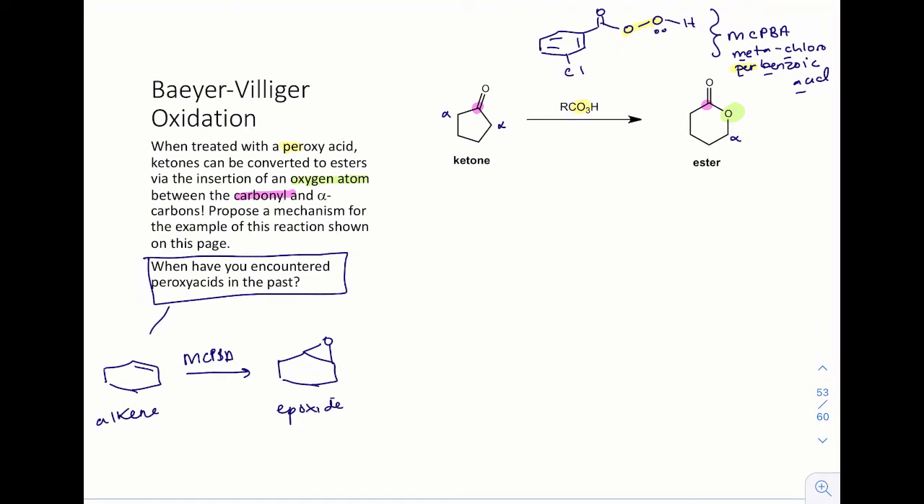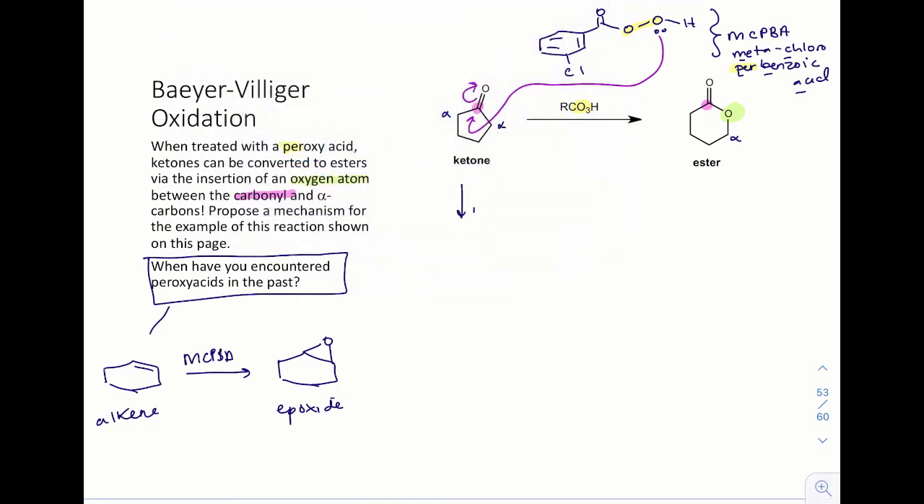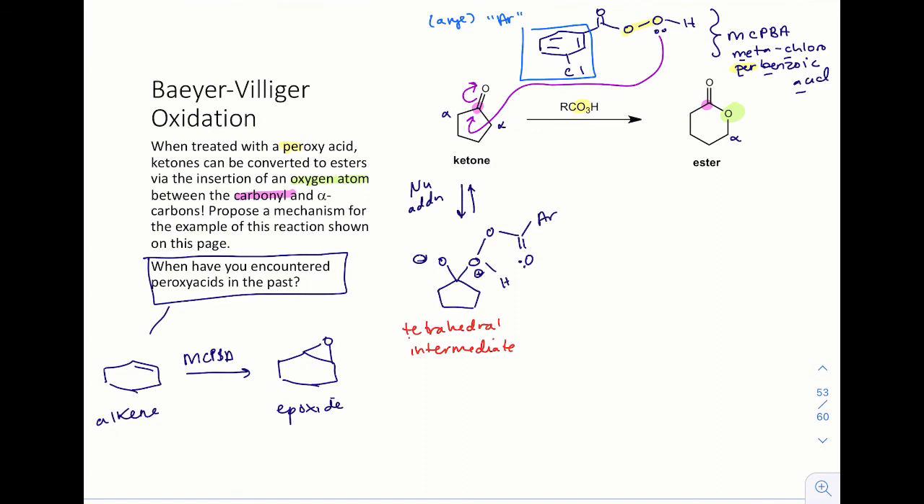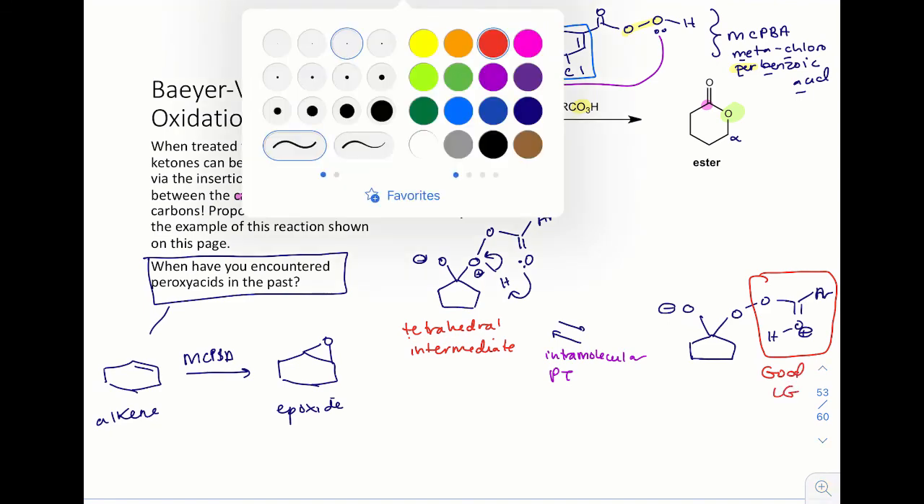Well, MCPBA reacts with a polar pi bond a bit differently. As you might expect, nucleophile addition occurs. You might not expect which oxygen it attacks or how it attacks, but nucleophile addition does occur to the carbonyl carbon of the ketone. That generates an intermediate that looks like this. The tetrahedral intermediate here undergoes an intramolecular proton transfer reaction to generate another tetrahedral intermediate that looks like this, with a good leaving group resulting from that intramolecular proton transfer.